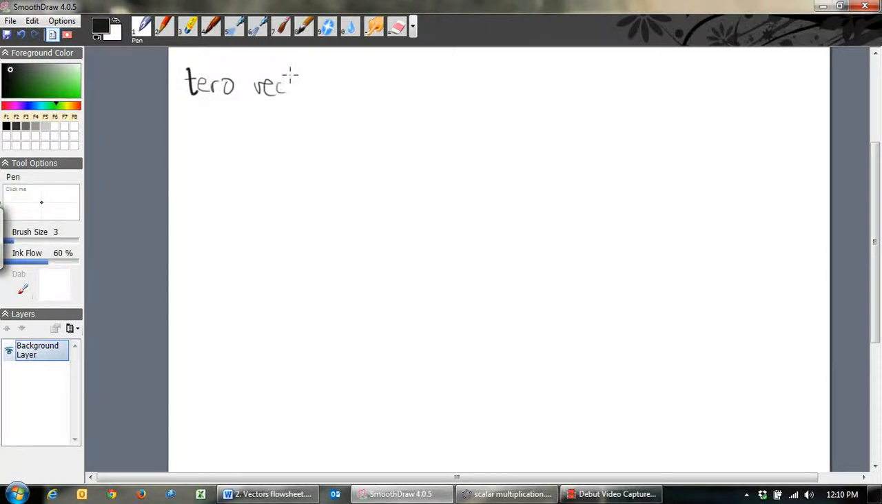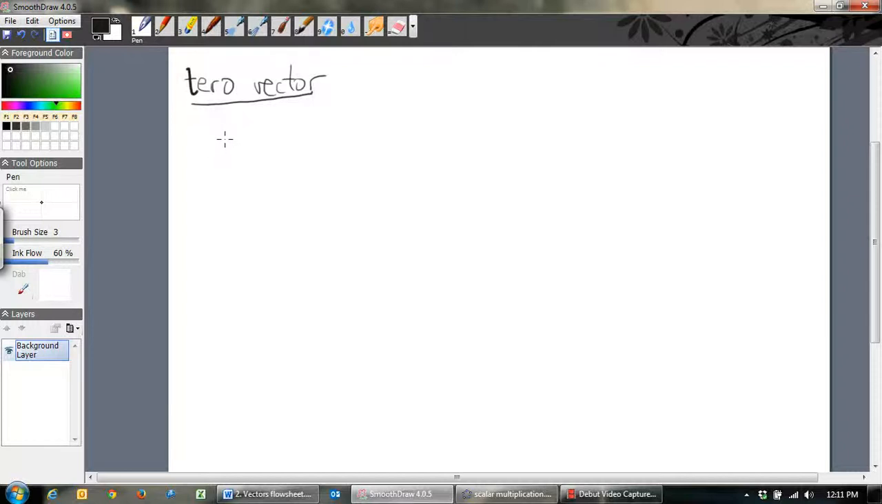vector. Now, the zero vector is kind of important because when things add up to a zero vector, they all cancel out each other. In other words, there becomes no movement. If you're talking about a vector as movement of an object or anything, there ends up being no movement.